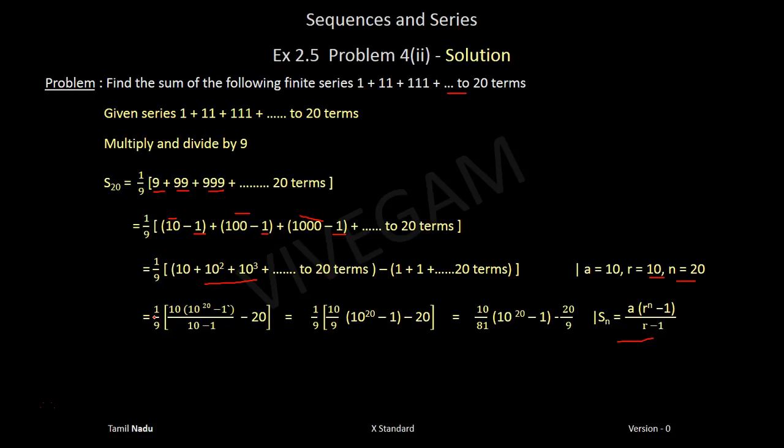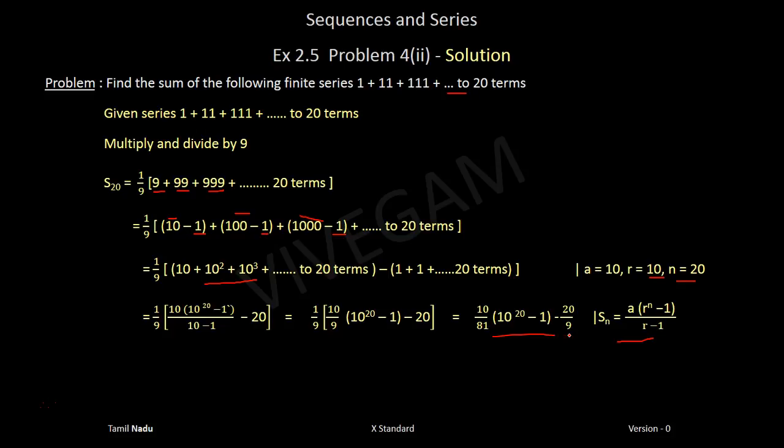So you apply this formula for this group, with 1 by 9 commonly out. So 10, that is A, into R to the power of n, which is 10 to the power of 20, minus 1, divided by R minus 1, that is 10 minus 1. Then for the other group, as I told you, when you add 1 20 times, you will get 20. So then this will be simplified. 1 by 9 into this will be 10 by 9 into 10 to the power of 20 minus 1, minus 20. Now you can take the 9 out, so it will become 10 by 81 into 10 to the power of 20 minus 1, and multiplying, the 20 will become 20 by 9.